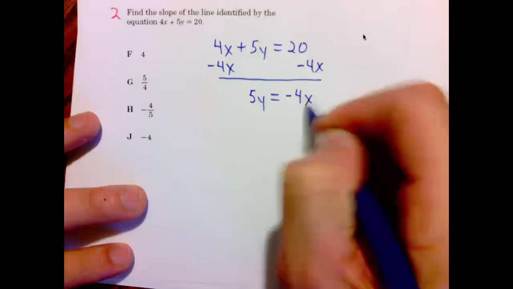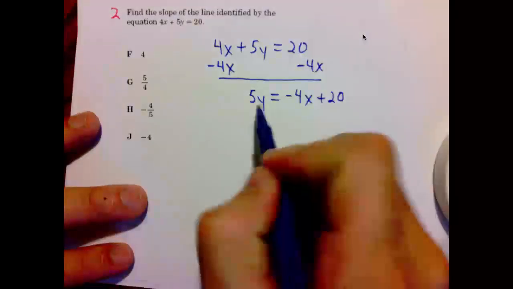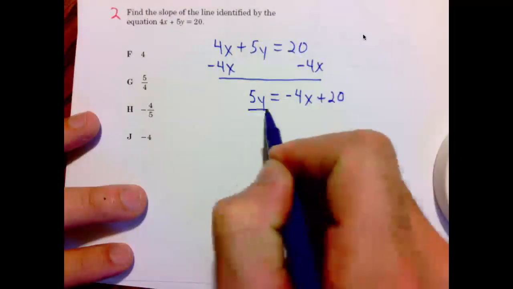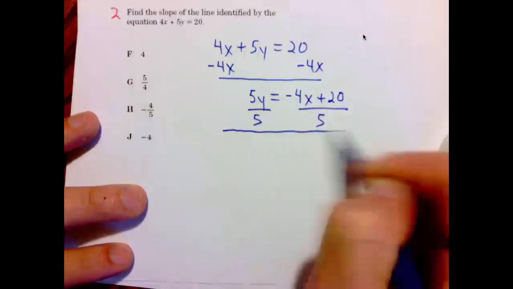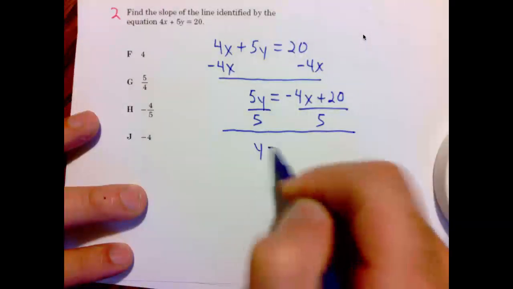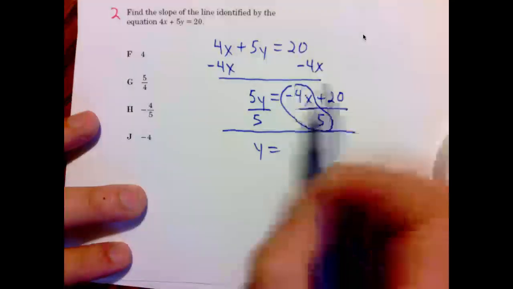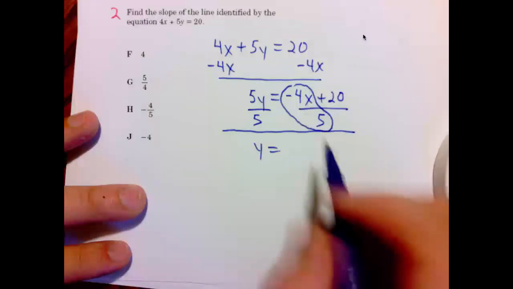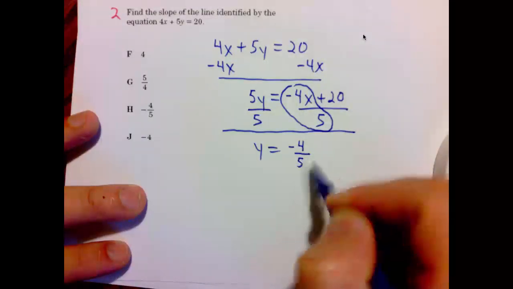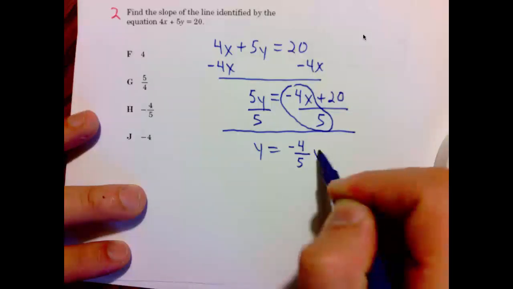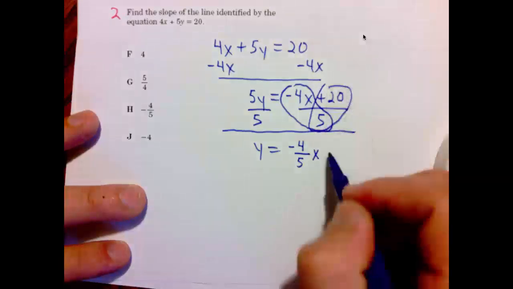Negative 4x plus 20. Dividing both sides by the coefficient 5. 5 divides 5 to leave y in the left expression. And here we can see this division. If you use your calculator and divide negative 4 by 5, it will return negative 4 over 5. It's also negative 0.8. Either of those are equivalent. Dividing 20 by 5, we get plus 4.